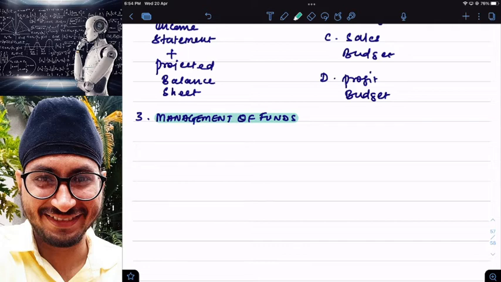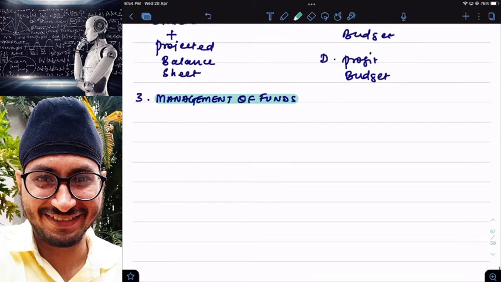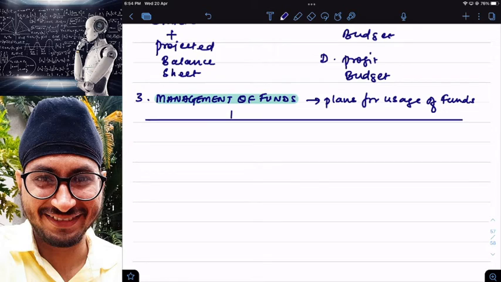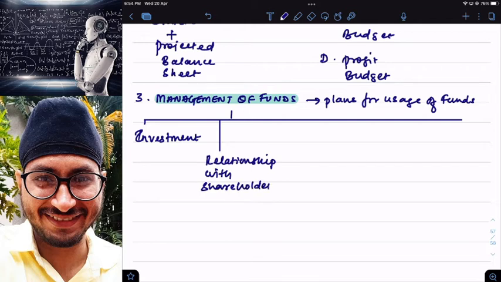Management of funds, in simple words, is nothing but plans for usage of funds. Example, how can I use my funds? I can invest my money. Or I can create a good relationship with shareholders by providing more dividend than usual. Then I can take dividend decisions.